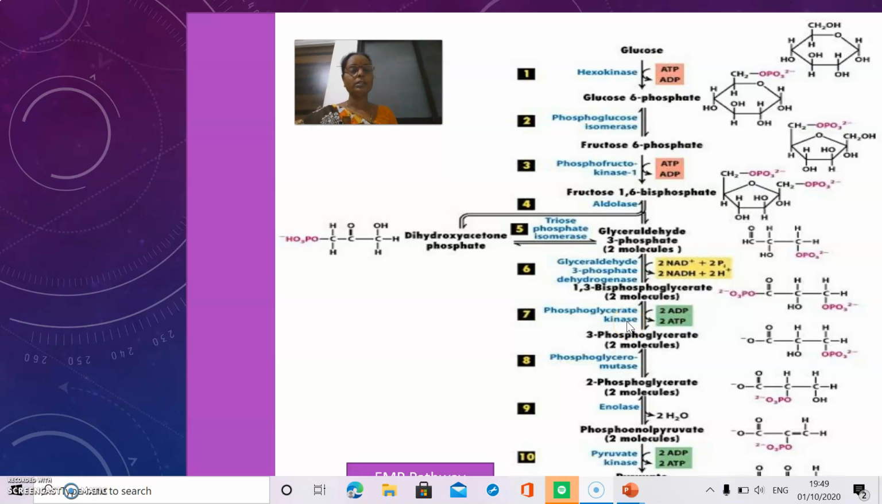And further, the 2 molecules of 3-phosphoglycerate form 2-phosphoglycerate, and these are also 2 molecules. Enzyme involved: phosphoglyceromutase. From 2-phosphoglycerate, a water molecule is removed, forming phosphoenol pyruvate. Enzyme involved: enolase. This phosphoenol pyruvate forms pyruvate, and ADP forms ATP. Enzyme involved: pyruvate kinase.